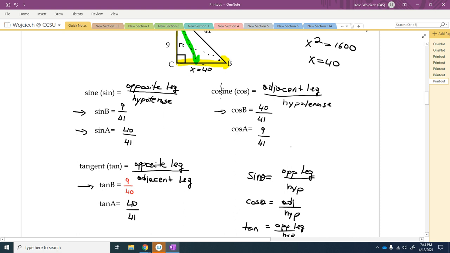Some teachers still teach the shortcut, which is called SOHCAHTOA. Okay, and you may ask yourself, what does it stand for? So SOHCAHTOA stands for sine is opposite over hypotenuse, cosine is adjacent over hypotenuse, and TOA means tangent is opposite over adjacent. That's a quick way to remember the three trig ratios, SOHCAHTOA. Okay?